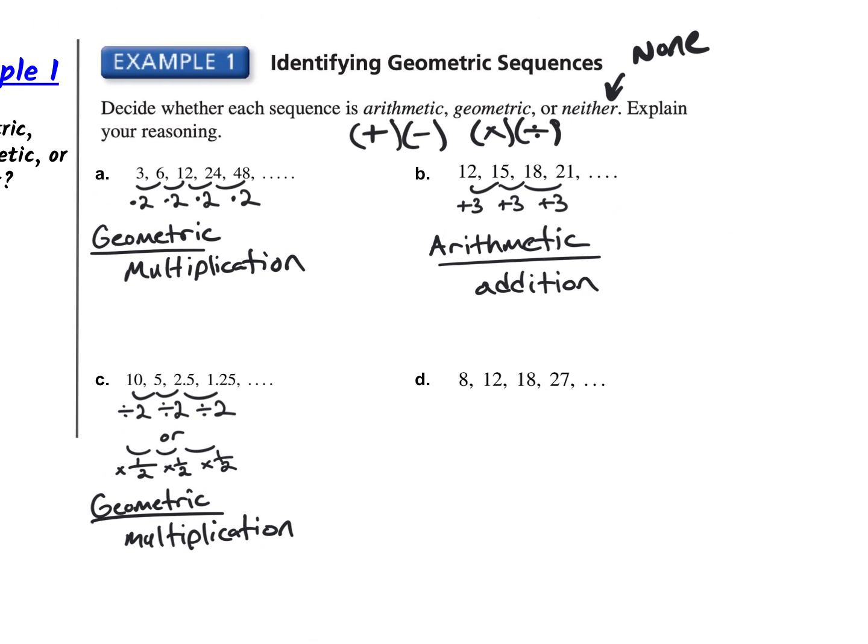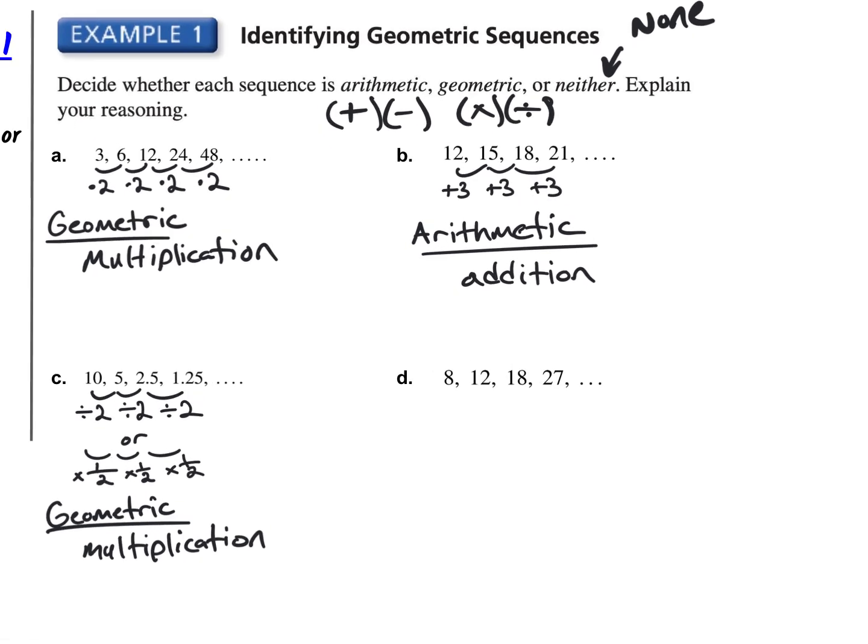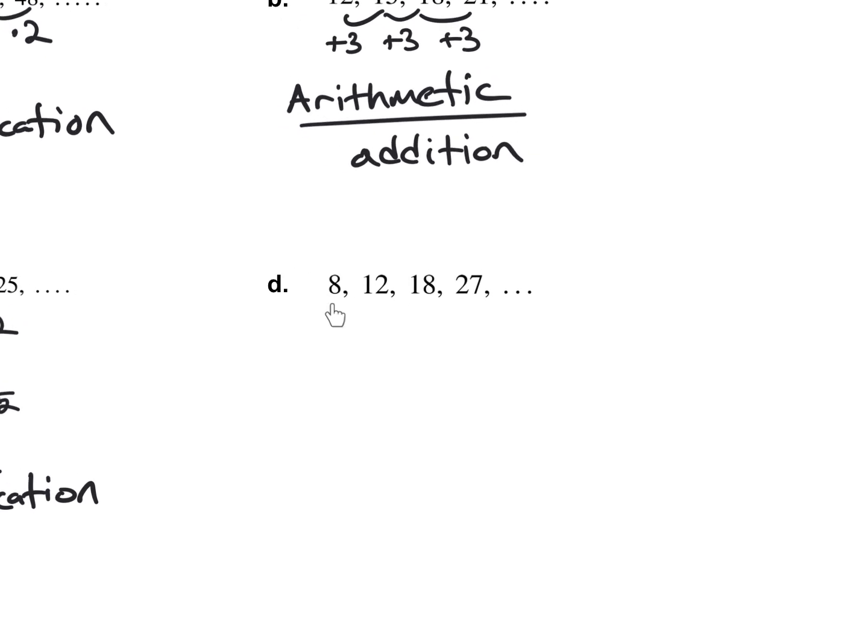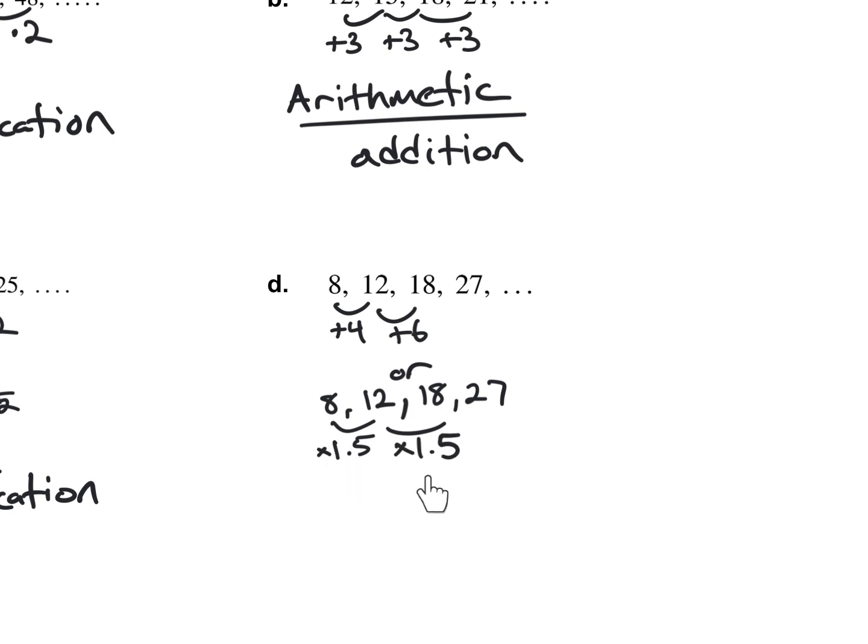Part D, we're going to look at this sequence from 8 to 12 to 18 to 27. And so to figure this one out, we're adding by 4, adding by 6. Okay, so we're not adding. But if you'd like to figure out how we're multiplying, and it's not so obvious how to go from 8 to 12, you can take 12 and go back to 8. When you take 12 and you divide by 8, it gives you 1.5. And so we're multiplying each step by 1.5.